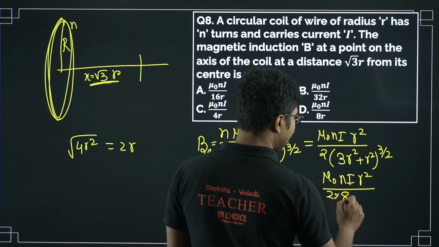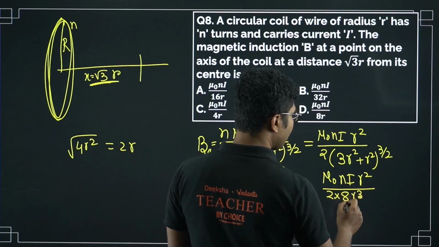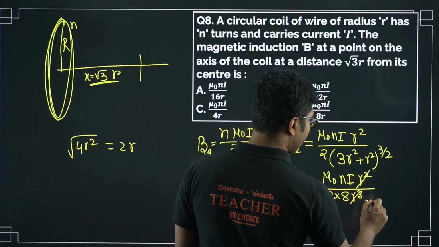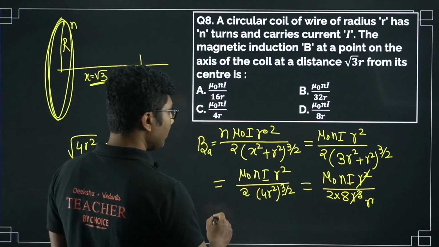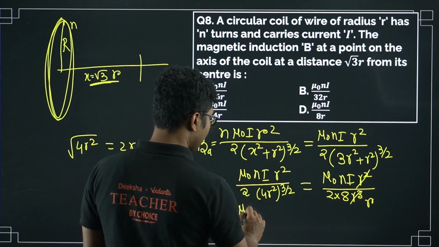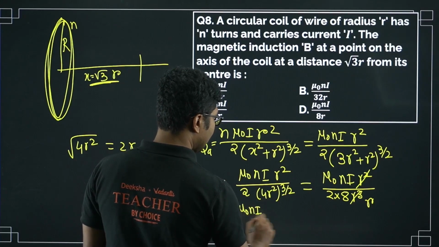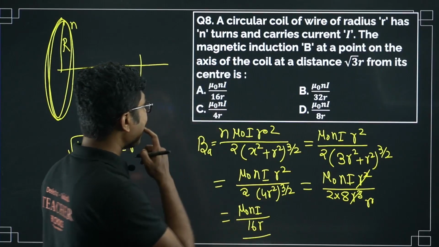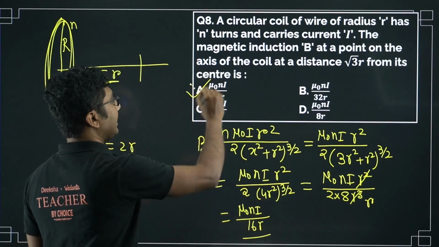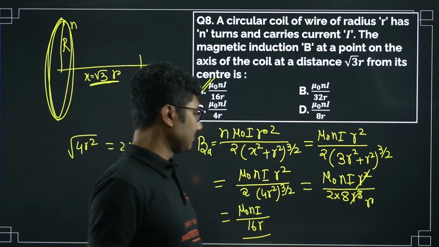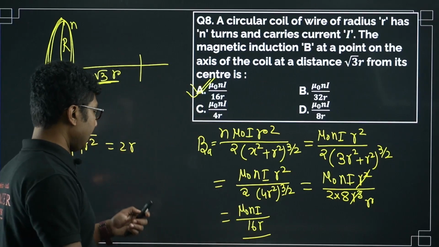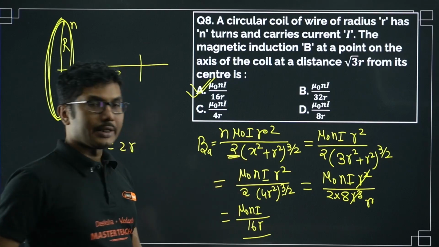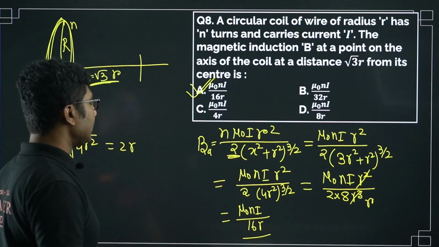2 cube is 8 and r cube is obviously r cube. So this cancels and we get one extra r over here. So what is the value? We get mu naught n I divided by 16r. Mu naught n I by 16r, option A is correct in this case. Now next question. So be careful, there is a 2 over here in this formula. That is the only thing you have to remember.